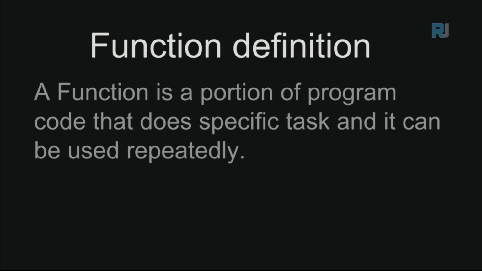And what is a function? A function is a portion of the program code that does a specific task, which can be used repeatedly. For example, you create a function that converts Fahrenheit to Celsius, and in your program you need it multiple times. Anytime you need it, you just call that function and it will do the conversion for you.